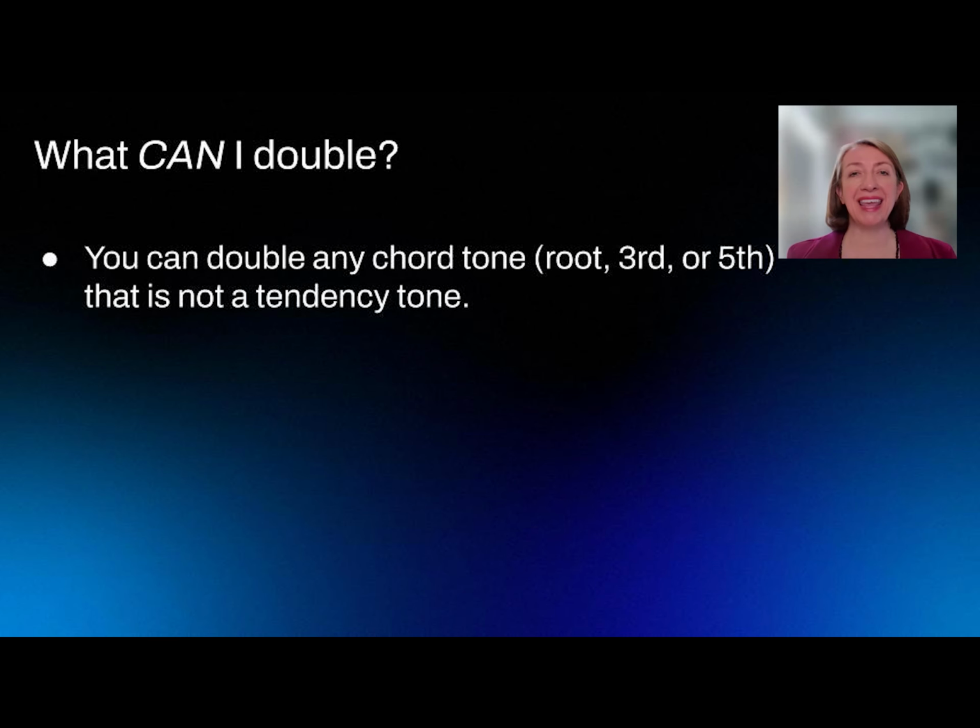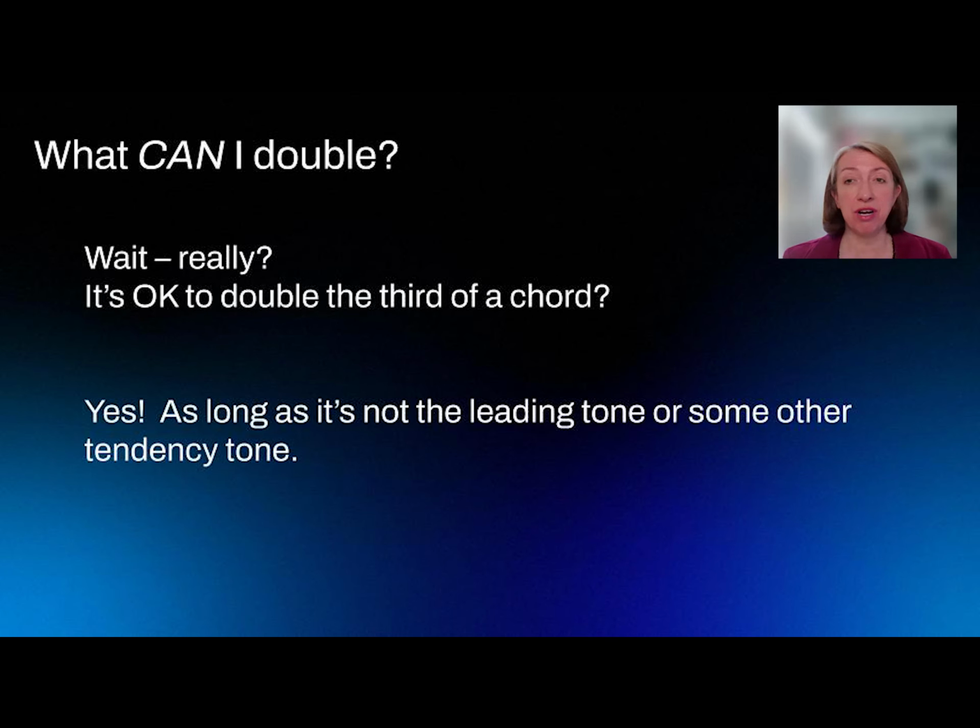So let's go over what can I double. You can double any chord tone, the root, the third, or the fifth, that is not a tendency tone. Wait, really? Is it okay to double the third of a chord? Yes, as long as it's not the leading tone. Now let's look at some examples of that in a part writing situation.